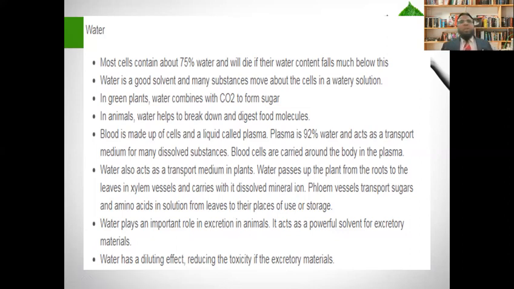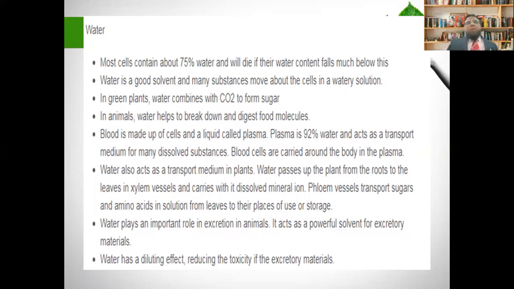And if you are going to study the cytoplasm, protoplasm, what is cytoplasm, protoplasm? It's also water, with some other organic and inorganic substances, but mostly water. So if there is water, there is life. What is a good solvent? Many substances move about the cell in water solution, so water is considered a universal solvent, because it has the capability to dissolve many substances.